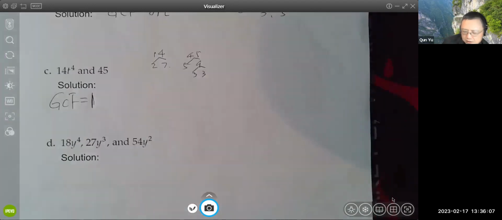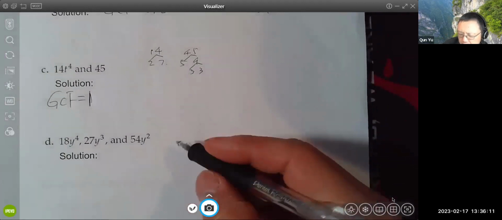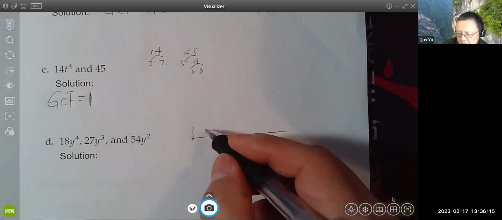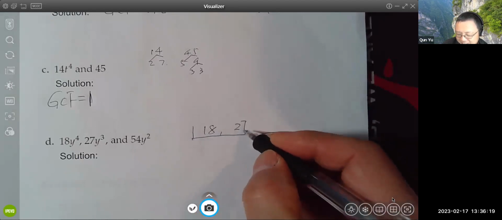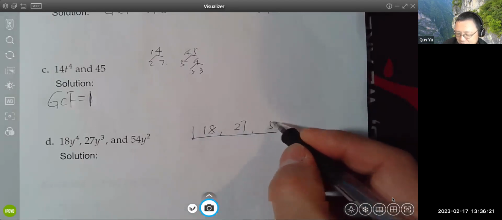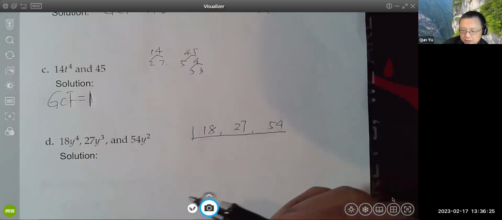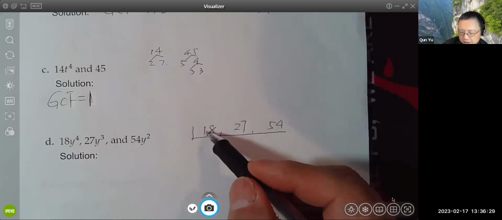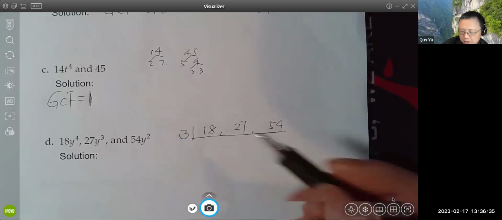And the last one, we have 3 monomials. Let's look at the number part. Let's do the box division method. Box divisions can save you some room. 27, 54. I say all of the numbers can be divided by 3. So we learned the divisibility rule, right? These 2 digits add together to 9, which can be divided by 3. Same thing here, same thing here. They're all divisible by 3.